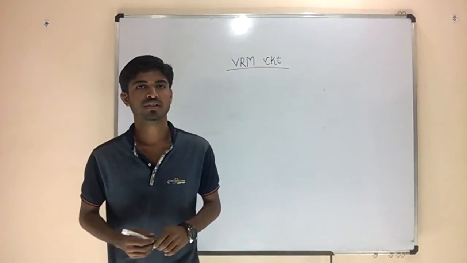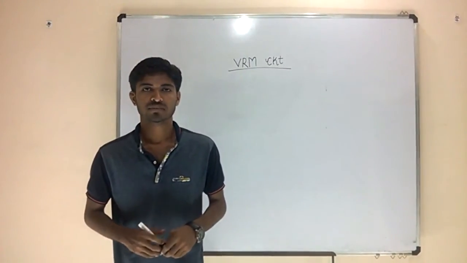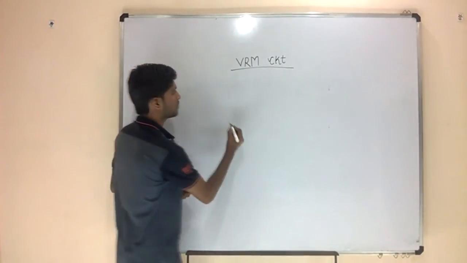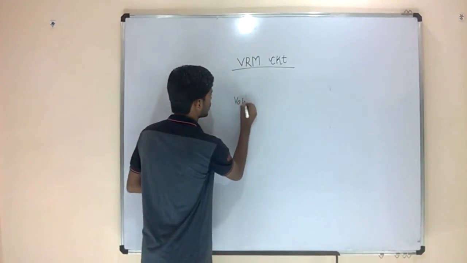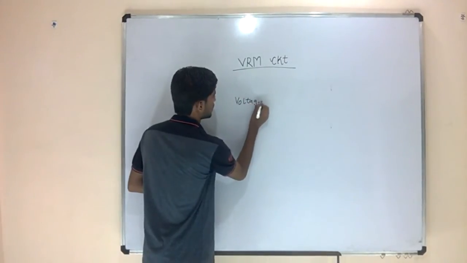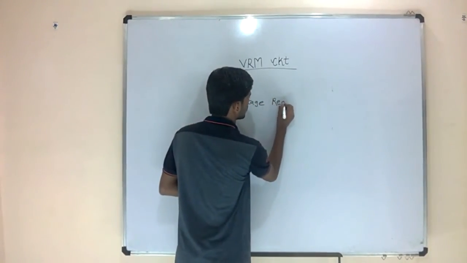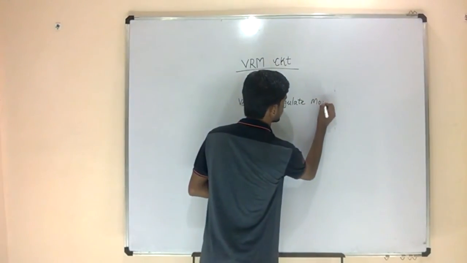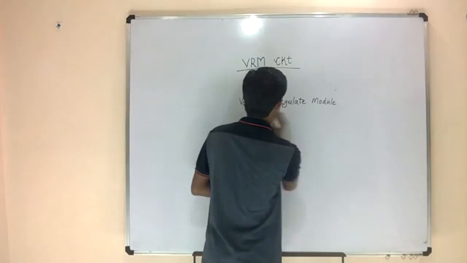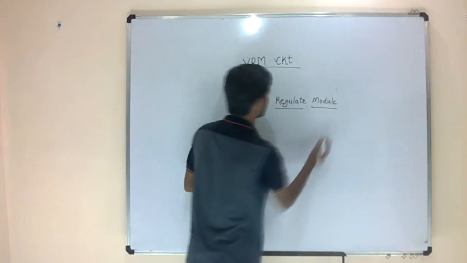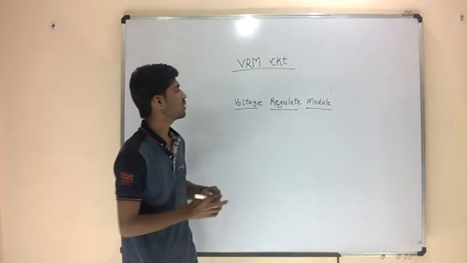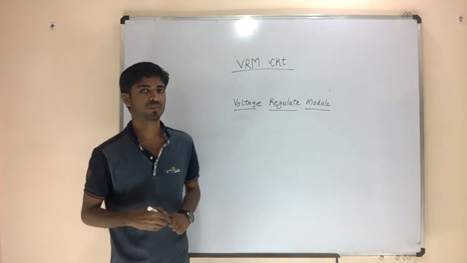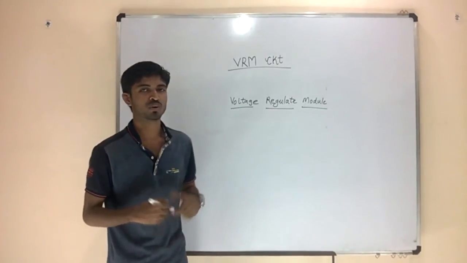Now let's move toward our circuit. VRM circuit. What is VRM? The full form of VRM is voltage regulator module. Its name indicates that it regulates the voltage. Then what is the function of VRM? VRM generates the core voltage.